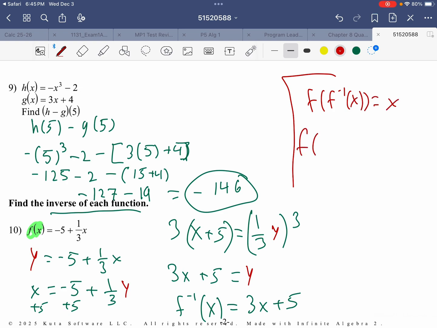So f of the 3x plus 5, what would this be equal to? It would look like -5 plus 1/3. Oh, sorry. I'm realizing I forgot to make this 15. Sorry about that, guys. When we multiply both sides by this equation, it should be 3x plus 15, not just 3x plus 5.